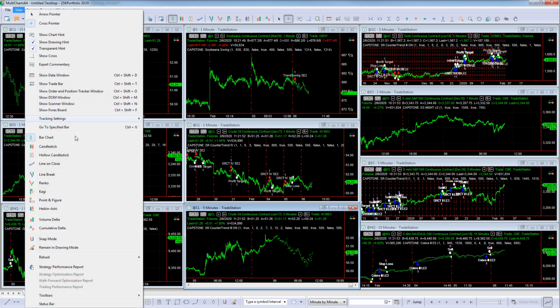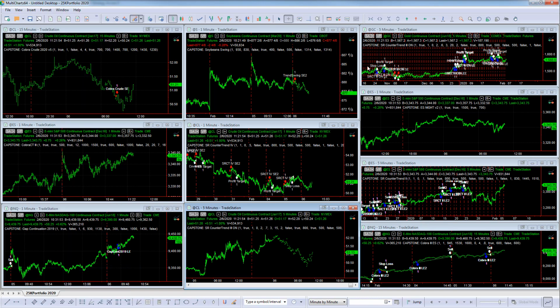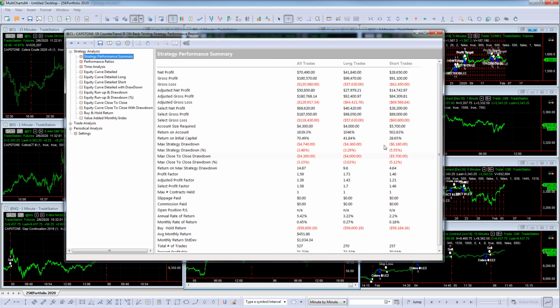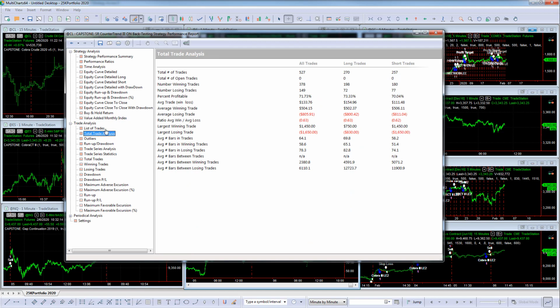This is SR counter trend 3 crude oil. This one holds positions overnight. And here is the equity curve. You see the strategy performance summary, 70,490. You tend to have the opportunity to make more profits when you hold positions overnight. Max drawdown at 47.40, and the total trade analysis shows 133 average trade profit, more on the long side.